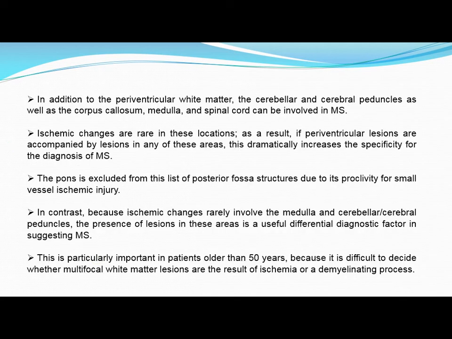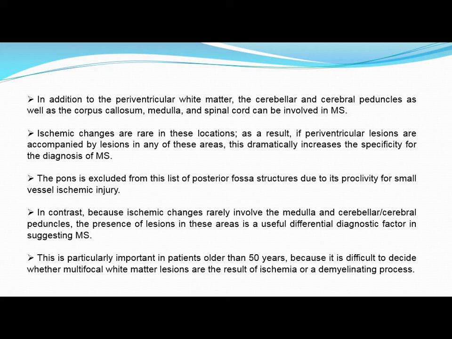In addition to the periventricular white matter, the cerebellar and cerebral peduncles, as well as the corpus callosum, medulla, and spinal cord can be involved in MS. Ischemic changes are rare in these locations. As a result, if periventricular lesions are accompanied by lesions in any of these areas, this dramatically increases the specificity for the diagnosis of MS.